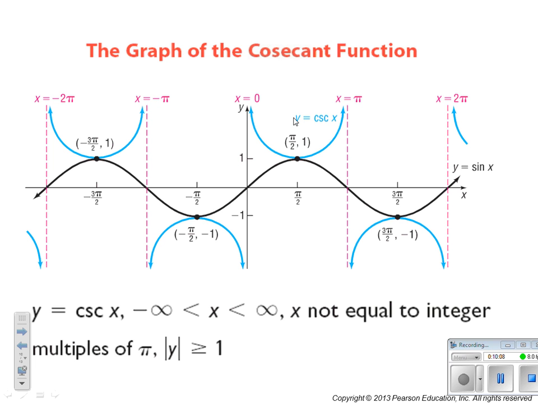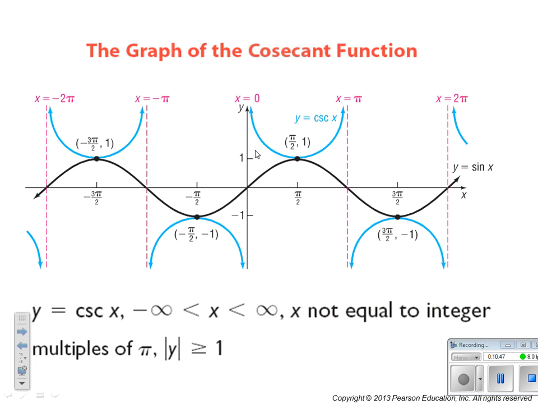Wherever sine is equal to 1, cosecant will also be equal to 1. So we have these little parabola-looking shapes at pi over 2, 3 pi over 2, 5 pi over 2, negative pi over 2, negative 3 pi over 2. And they alternate. Here it's positive, the next period it's negative, the next period it's positive, the next period it's negative, the next period it's positive. So go ahead and take a moment and write those down.